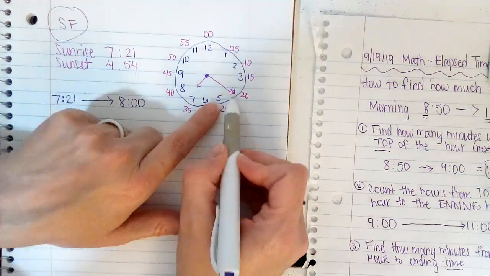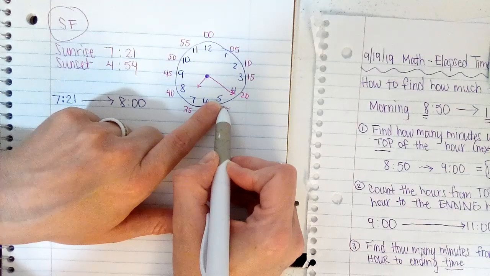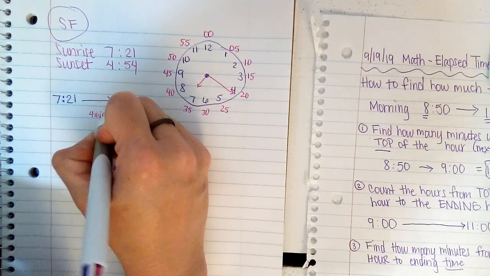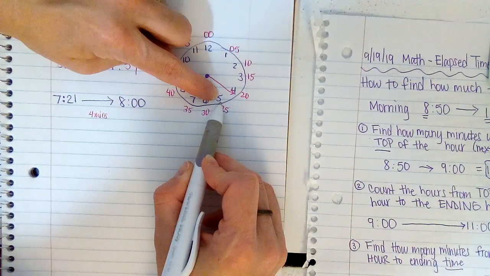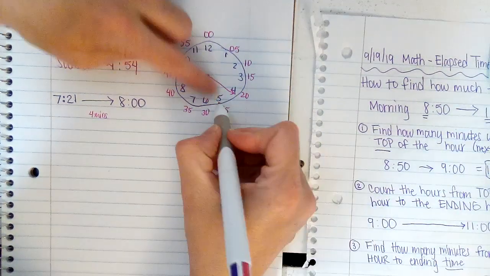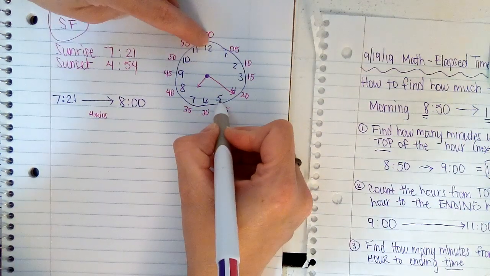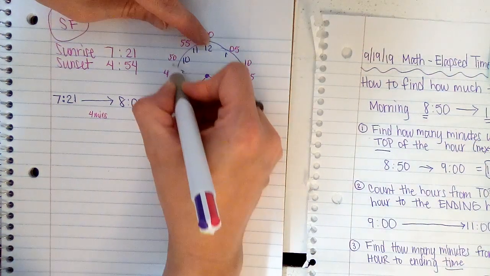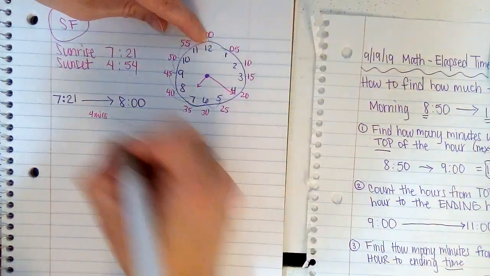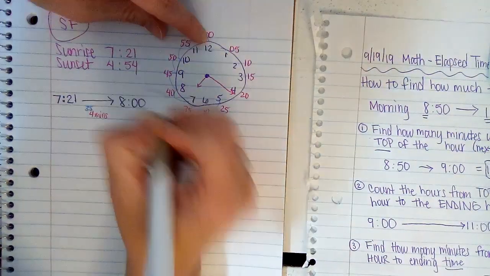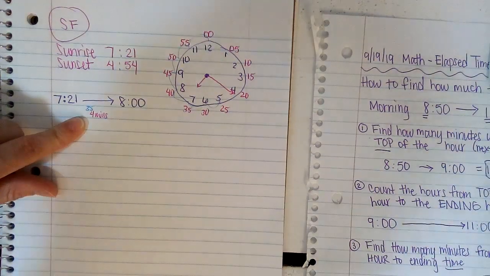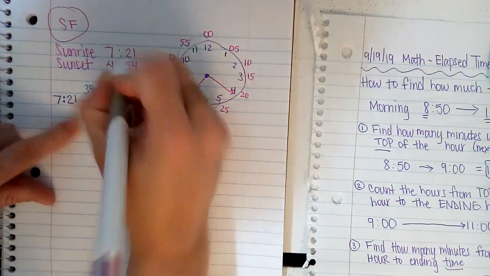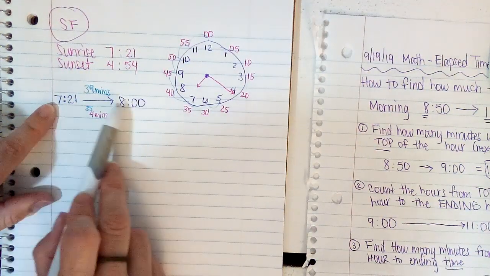Let's figure out how many minutes from 21 to 25. That's 4 minutes. So I'm going to remember 4 minutes over here. And then I can scooch around my clock until I get there. So from here to the top of the hour, let's count by fives. 5, 10, 15, 20, 25, 30, 35, plus 4 is 39. So it's 39 minutes from 7:21 to 8 o'clock.